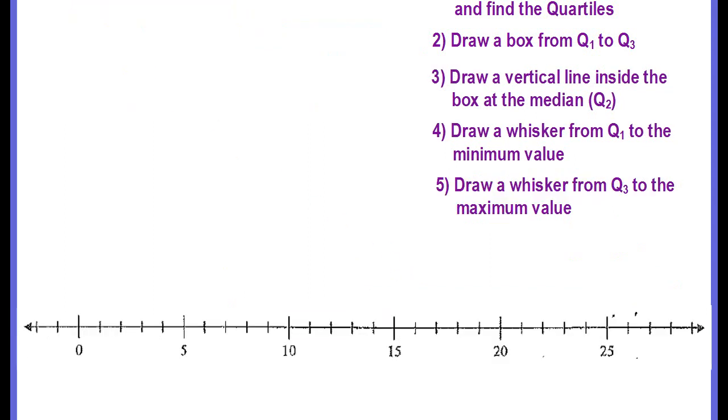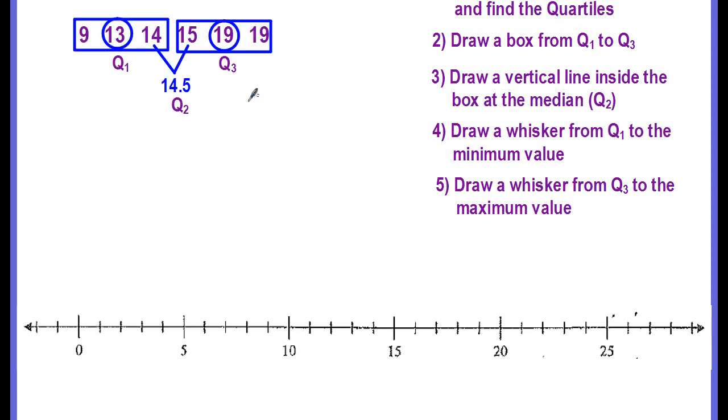Let's do another one. Okay, here's our data set. First thing you want to do is order them from least to greatest. 9, 13, 19, 16, 14, and 19. You can see that the smallest number is going to be your 9. The largest number is your 19. Once you have them in order, you find your quartiles.